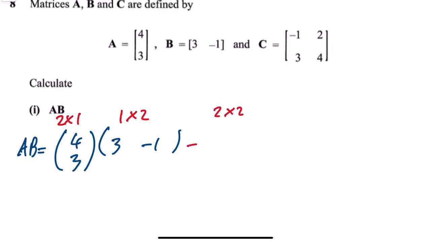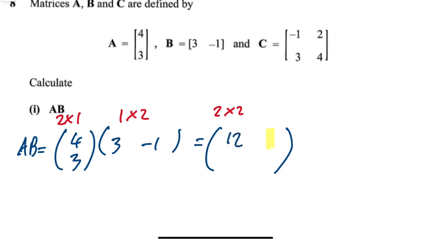So you have a 2 by 1 by a 1 by 2, and a very unusual one, very rarely comes up, that becomes a 2 by 2. So this thing here is first row, first column. So you multiply your first row by your first column. So that's just 4 times 3. So it's 12. This thing here is first row, second column. So you multiply your first row by your second column. So 4 times minus 1, which is minus 4.